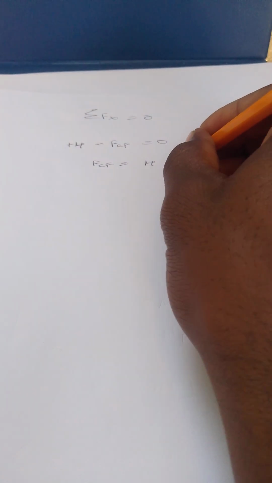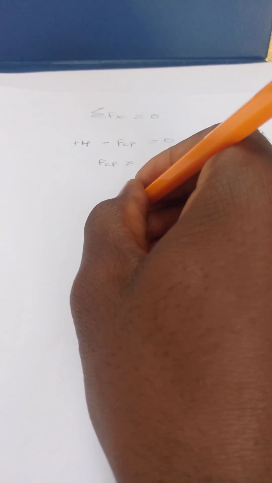I hope you are able to see that. So now this will just cross the cosine like that. So we have FCF is equal to 4. Since it's positive, it will be a tensile force. So that's how you have to represent your answer.